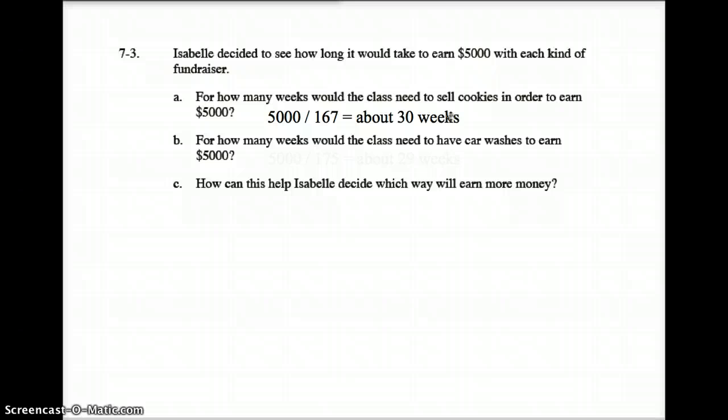Remember, car washes, though, we made a little bit more money. So for part B, to make $5,000 divided by the 175, which is what you make per week, it's only going to take about 29 weeks. Okay, how can this help Isabel decide which will earn more money? Well, think about it. A, this one makes more per week, or B, in about 29 weeks versus 30 weeks, you make the money faster. It takes you less time, means less work. And again, if you're like Mr. Anderson, sometimes you get lazy and you'd rather work less and still earn the same amount of money.